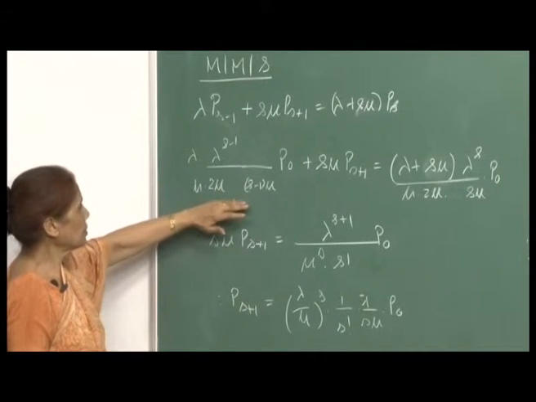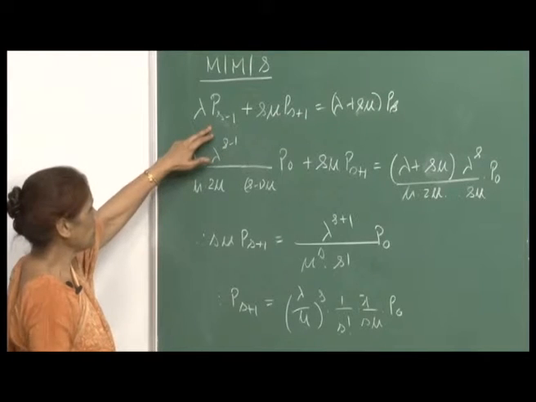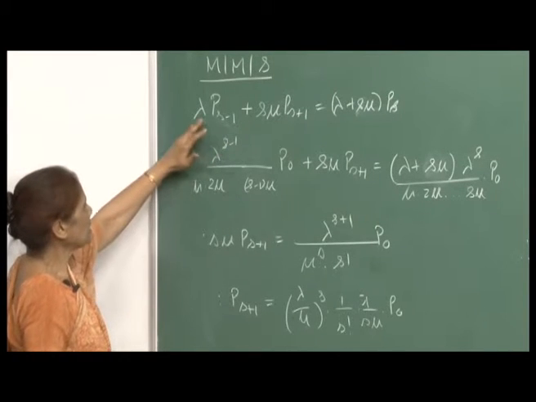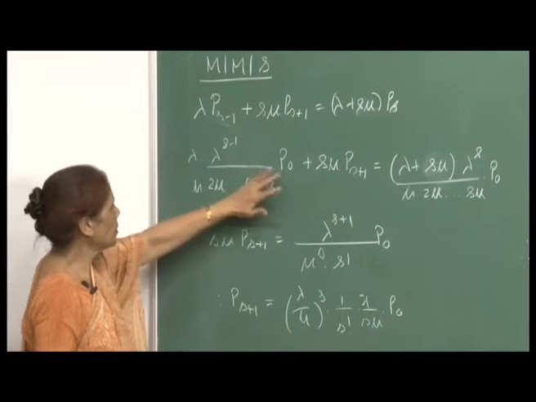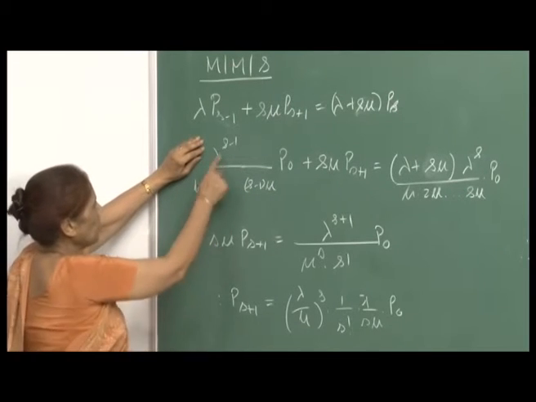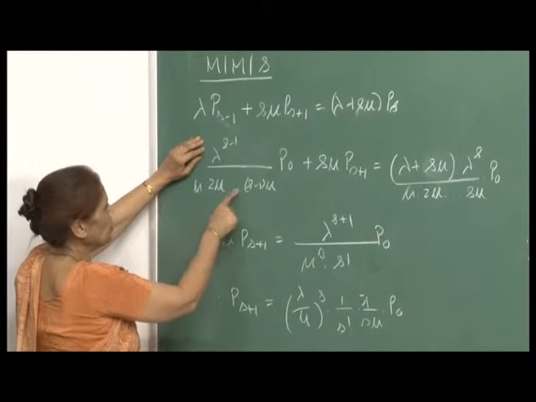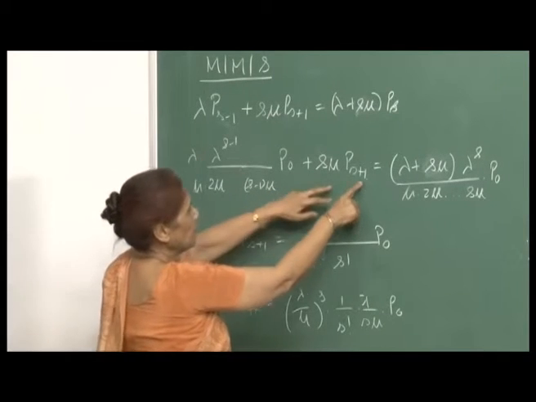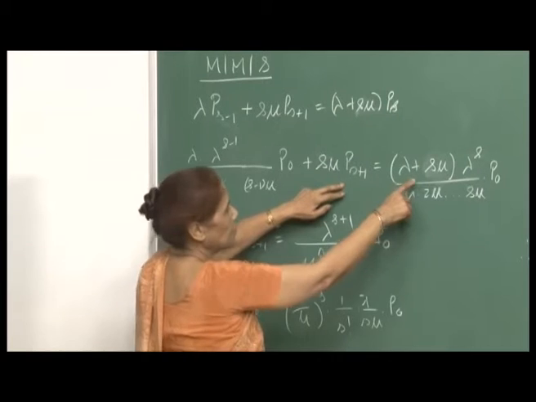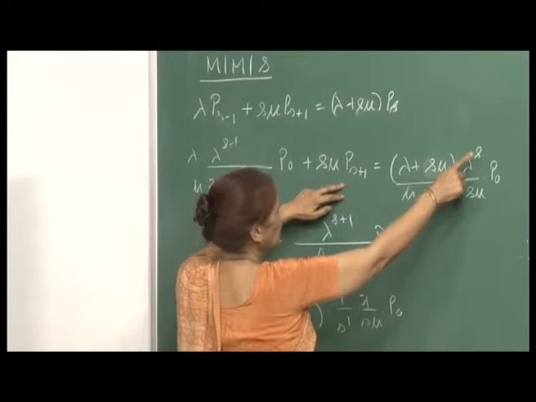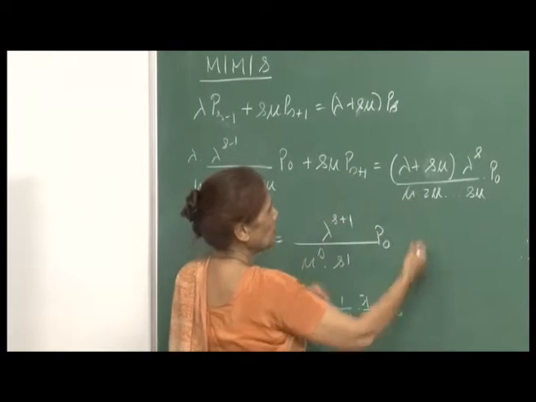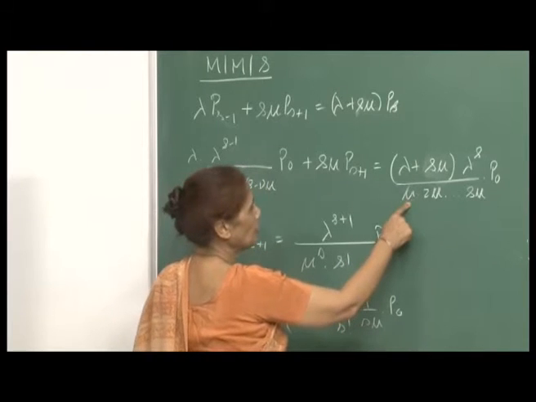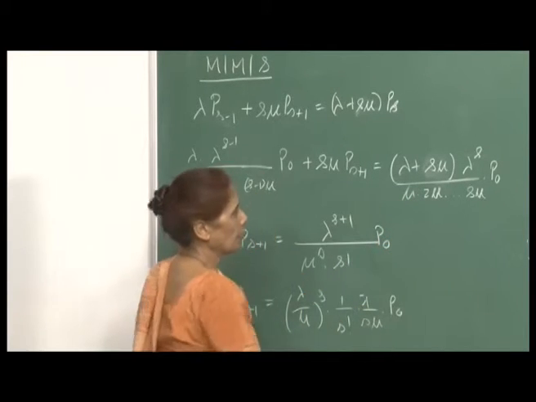We can now substitute. I had shown you the formula for P up to P(s-1), so I just substitute for this in terms of P naught. This will be lambda into lambda^(s-1) upon mu into 2 mu into (s-1) mu, plus s mu P(s+1), and (lambda plus s mu) into lambda^s. Up to Ps the same solution will go, the same formula: mu into 2 mu into s mu.